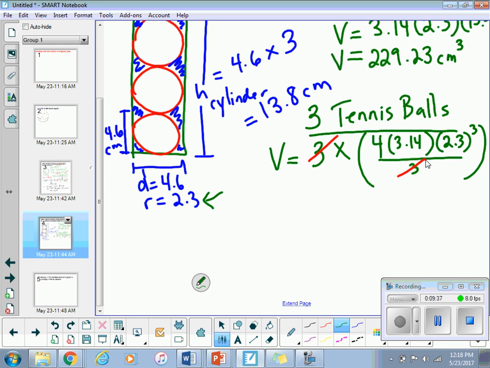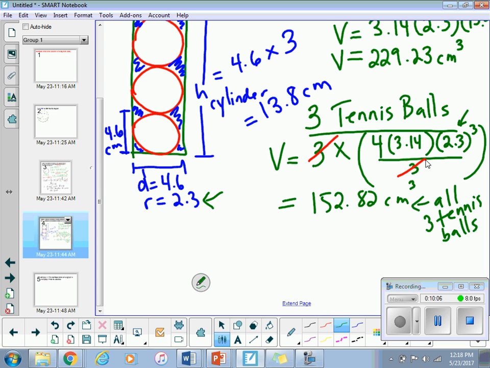So if I carry on here, I would do the exponent first here, multiply by 3.14 and then by 4. So the volume is 152.82 centimeters cubed. And now this is for all 3 tennis balls. You may have calculated the volume of one tennis ball and then just multiplied it by 3.